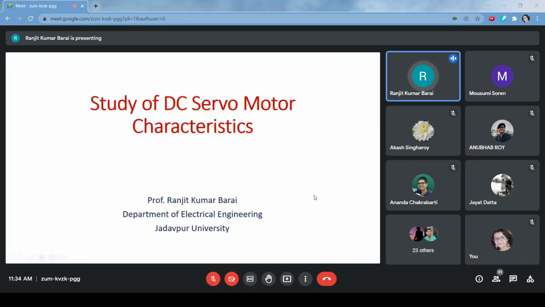So today's motor characteristics. We are going to learn what is a DC servomotor, why it is called a servomotor, how we shall determine the characteristics, and how the characteristics look, all aspects of the DC servomotor. The first thing, why is the DC servomotor so important for control system engineering.